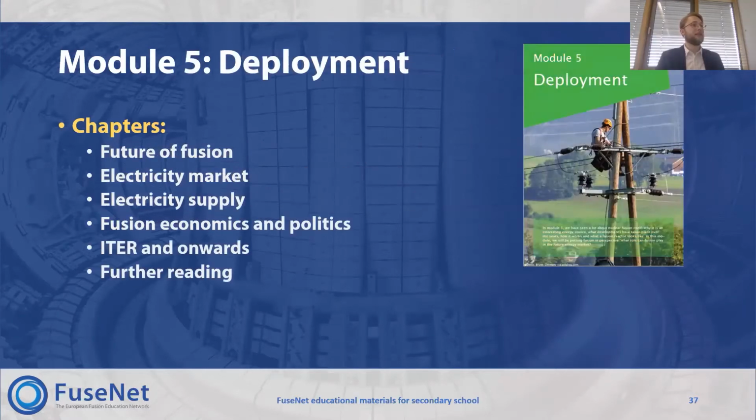And finally, it's not all technicalities, engineering and physics. Fusion also has an economic side to it and a political side to it. So the future of fusion does not only depend on the physics, it also depends on the electricity market, on how the energy transition will happen, how electricity is supplied, and about fusion economics. ITER is an example of a very large international collaboration that also always involves a lot of politics. And that's what this module is about.